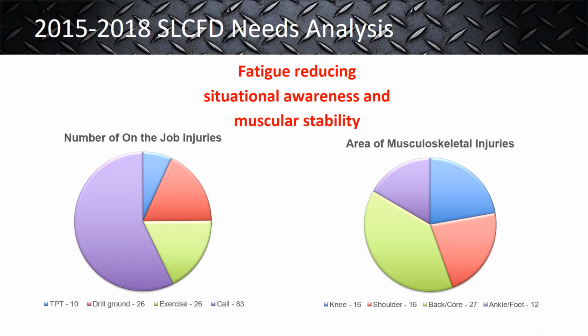Area of musculoskeletal injuries, as you can see, the back and core make up almost half of the injuries, while ankle, shoulder, and knee are fairly even and make up the remainder of it.